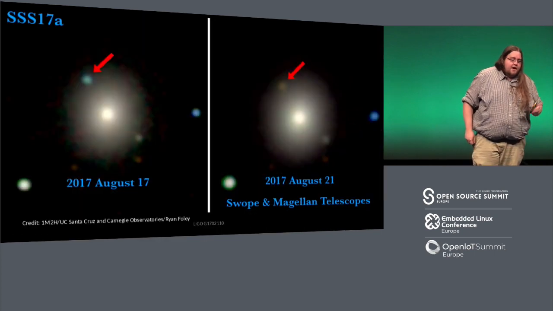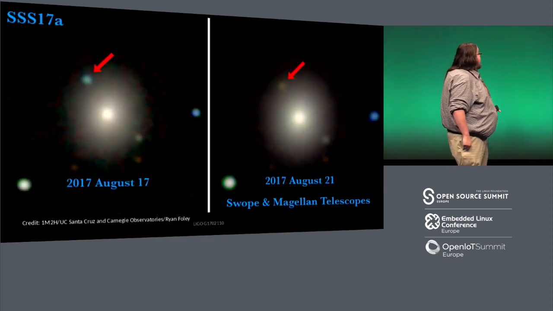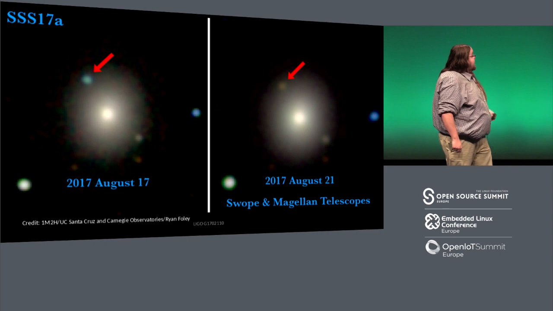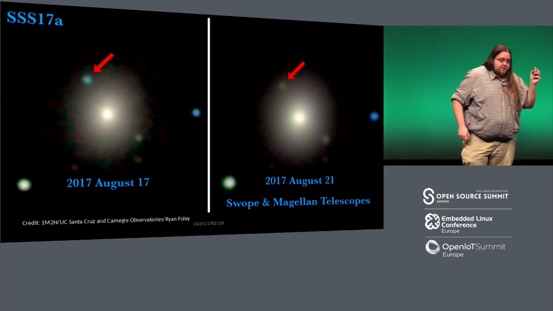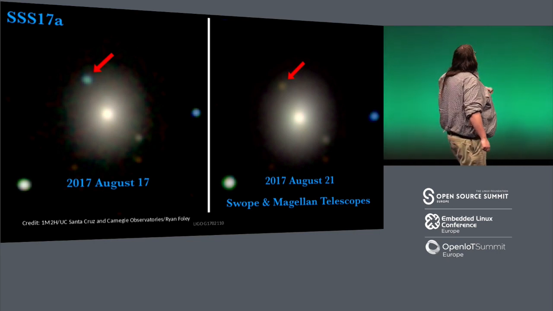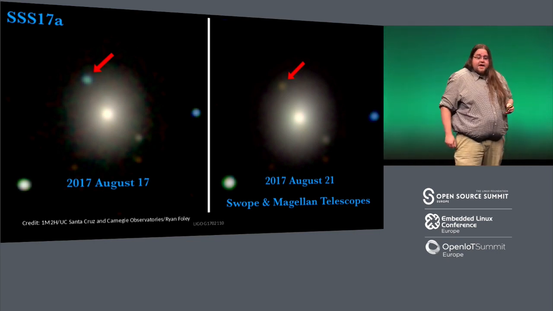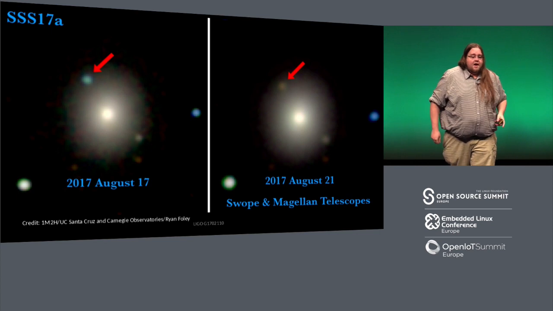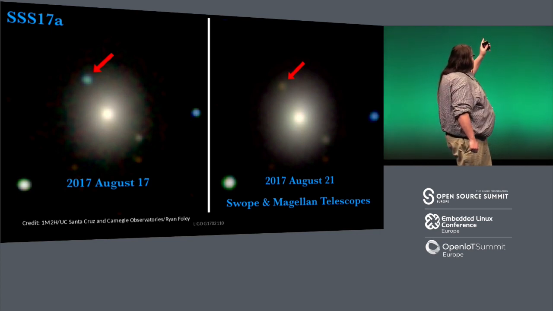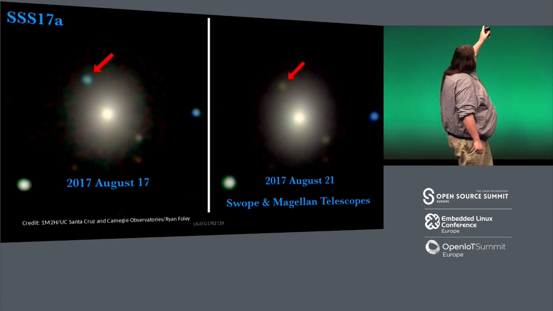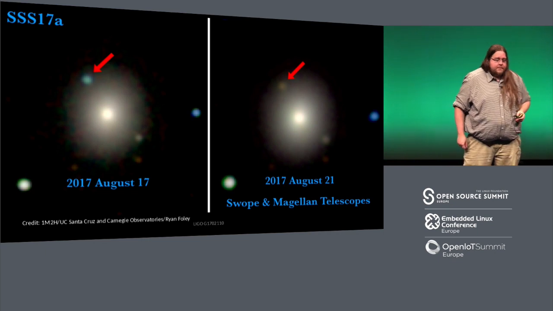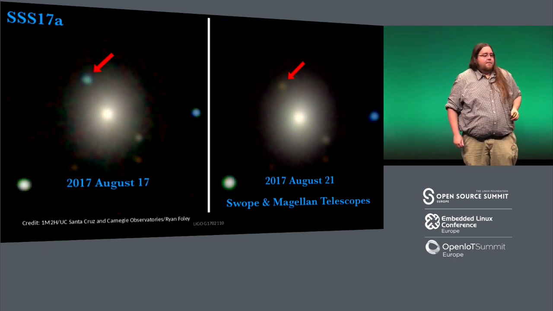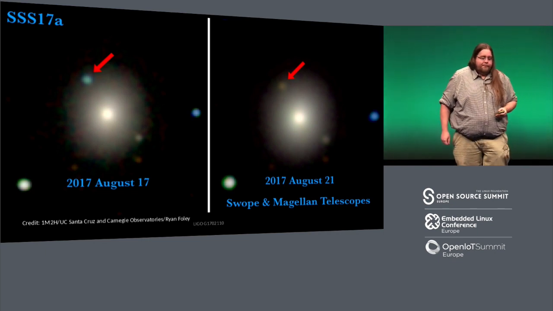And of course, we also saw it everywhere across the spectrum. This is an image taken by the Swope and Magellan telescopes. This is an optical image, so this is what you might imagine you could see with an eye. The bright spot in the center is a galaxy, and just to the edge of the galaxy, you can see this bright spot. This is where we recorded on the 17th of August. And just a few days later, you can start to see it dimming. This is the key sign that something happened right there.